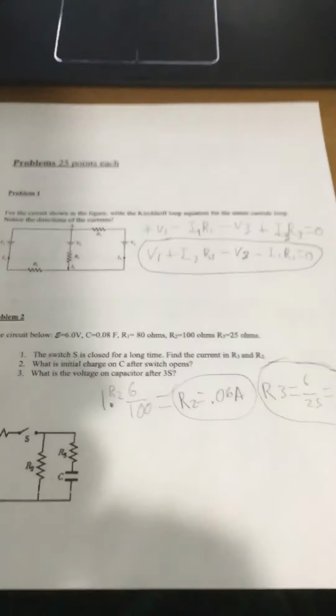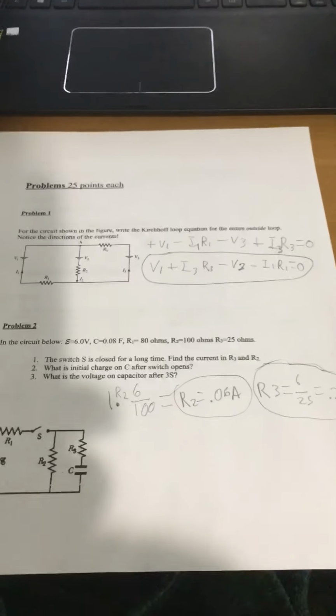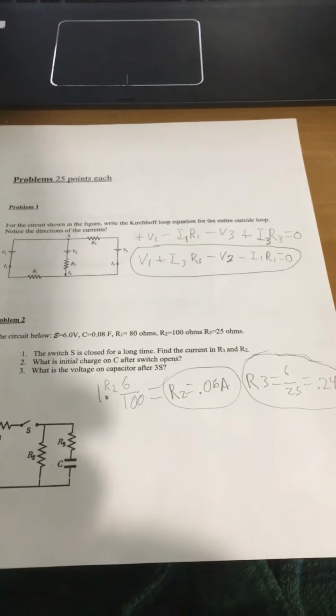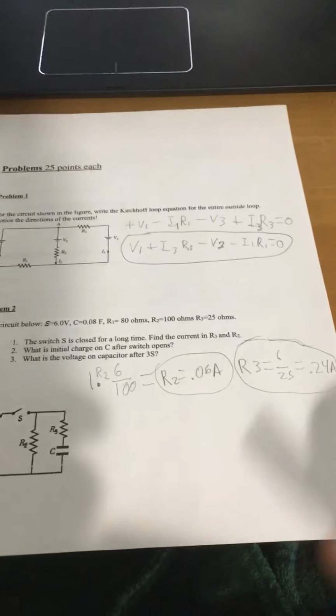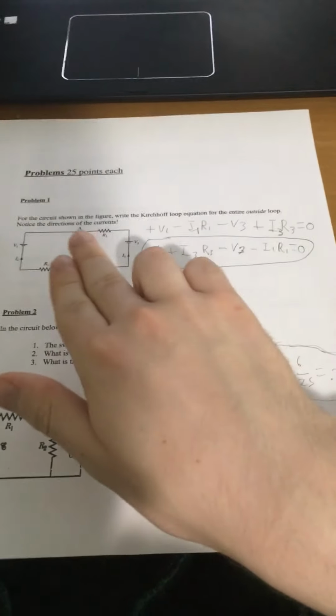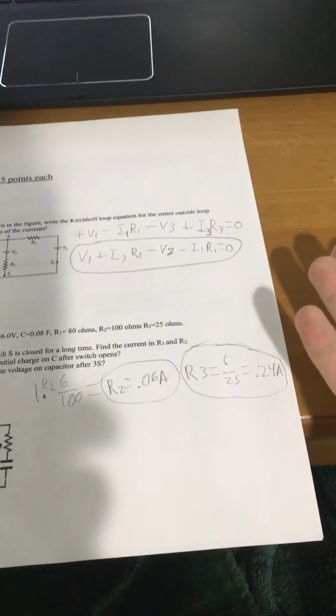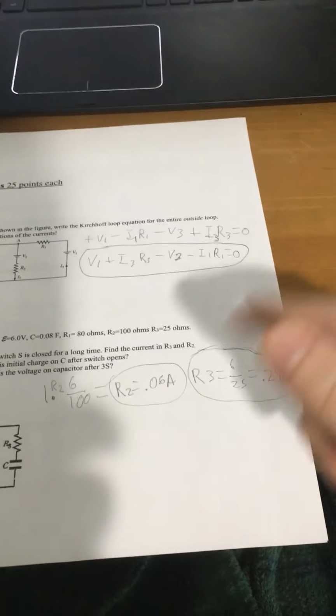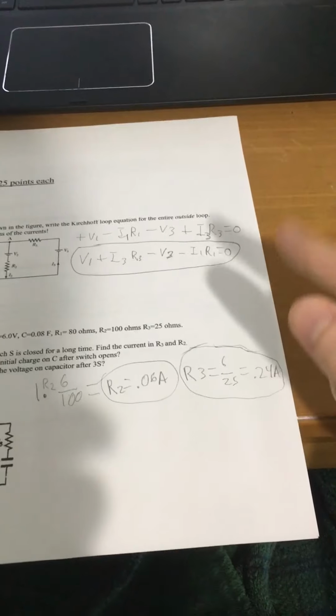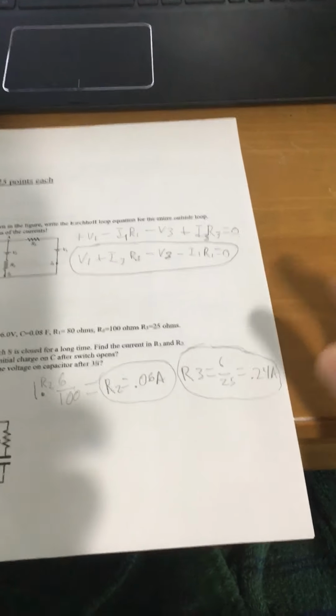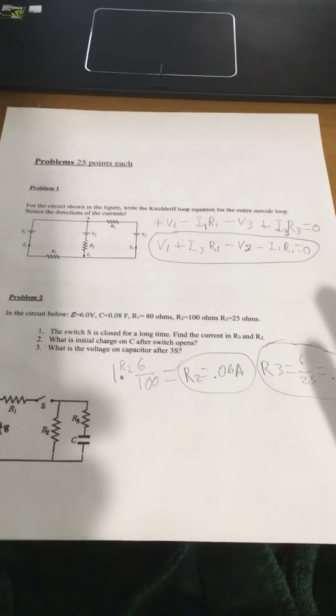With the Kirchhoff loop equation, I actually took electrical engineering 101 last semester, so I already had a good idea of that. Since these were irrelevant, I just put in exactly that right there: V1 minus I1 R1 minus V3 plus I3 R3 equals 0, because the end result will always be 0.